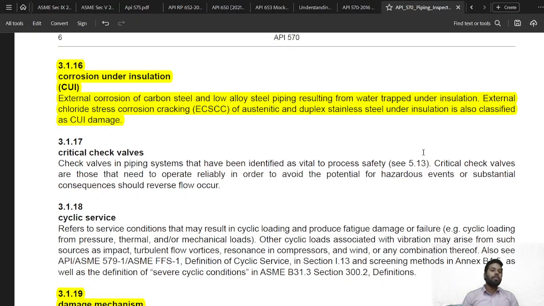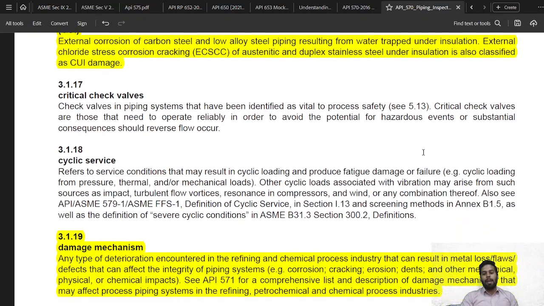External corrosion of carbon steel and low alloy steel piping resulting from water trapped under insulation. External chloride stress corrosion cracking of austenitic and duplex stainless steel under insulation is also classified as CUI damage. Next is damage mechanism.